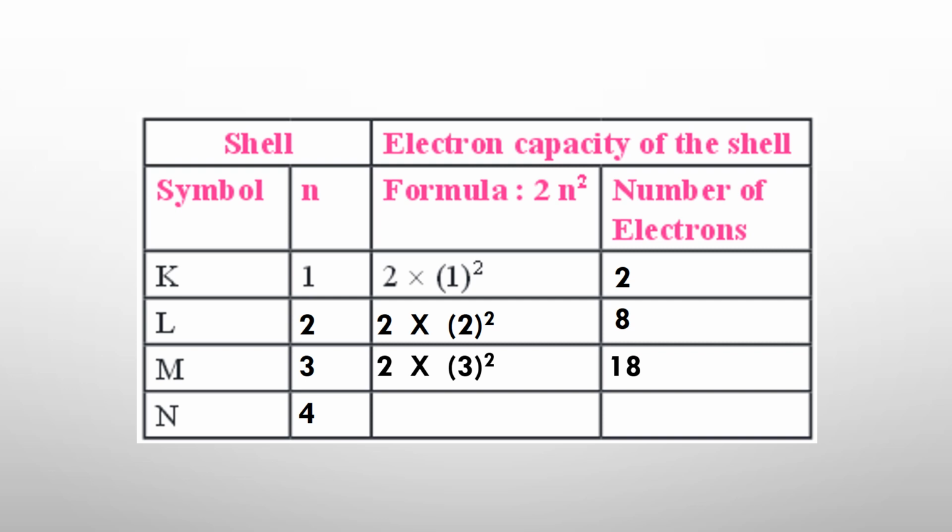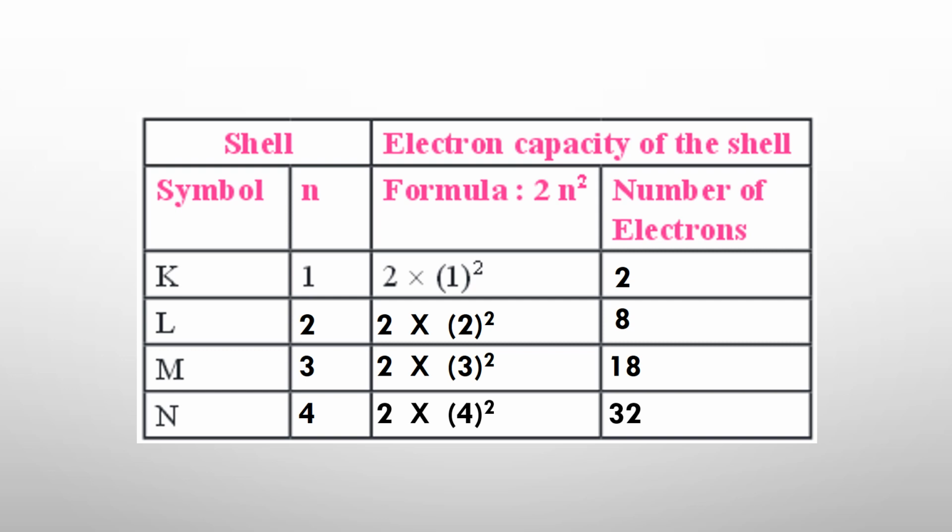Similarly, going to N. N is the fourth shell from the nucleus. Because it is the fourth shell, n is going to be 4. This 4 we are going to substitute in the 2n square formula. So 2 into n square will be written as 2 into 4 square. 4 square is 16, and 16 twos are 32. So this is how you find out how many electrons can be accommodated into these different shells.